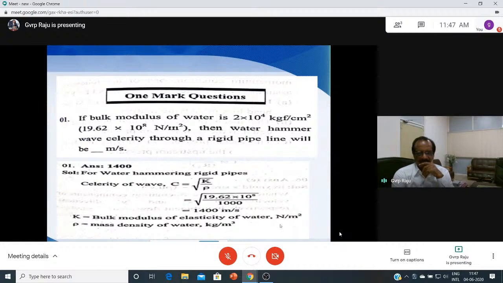So use bulk modulus in Newton per meter square and mass density in kg per meter cube. In the SI system, the unit of mass density is kg per meter cube. It may be confusing here again. Mass density of water is 1000 kg per meter cube. Both should be in the SI system. The bulk modulus of water is in Newton per meter square, and kg per meter cube is the mass density in the SI system. So finally, the velocity of the wave is 1400 meters per second. Just remember the equation. Also, it is required to use them in the SI system only.